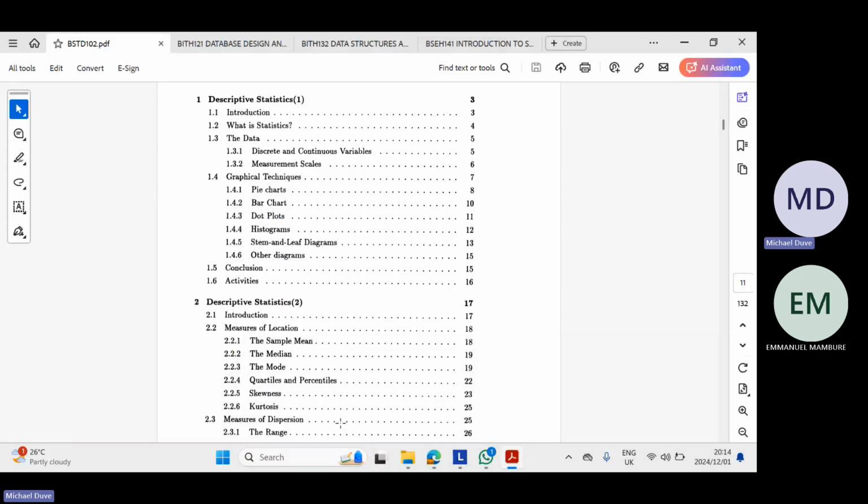So when you talk of descriptive statistics, it's summarizing and describing data using measures such as the mean. Mean doesn't mean selfish, right? It's average. Are we together?